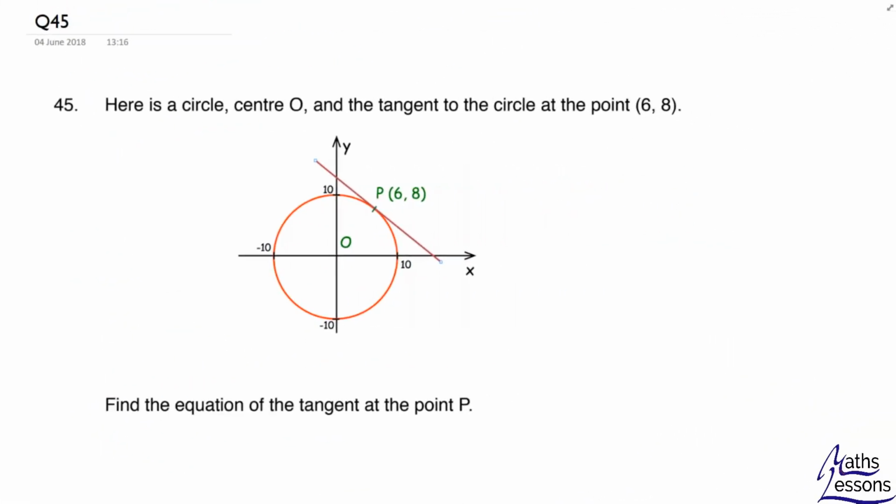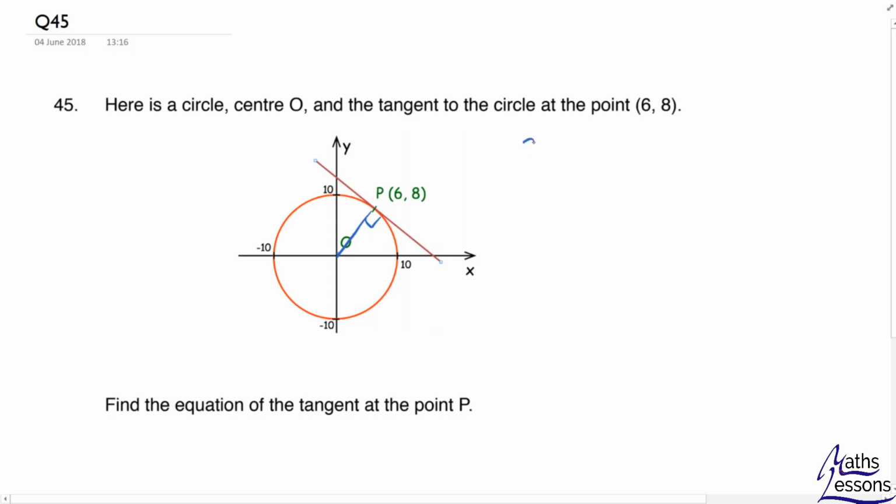Right, in this question we have a circle, centre O, and the tangent to the circle is at the point (6, 8) here. So what we're going to do is find the equation of the tangent at the point P. The easiest way to do this is to realise that the radius and the tangent always make an angle of 90 degrees. Therefore, the gradient of the radius times the gradient of the tangent must give us minus 1.